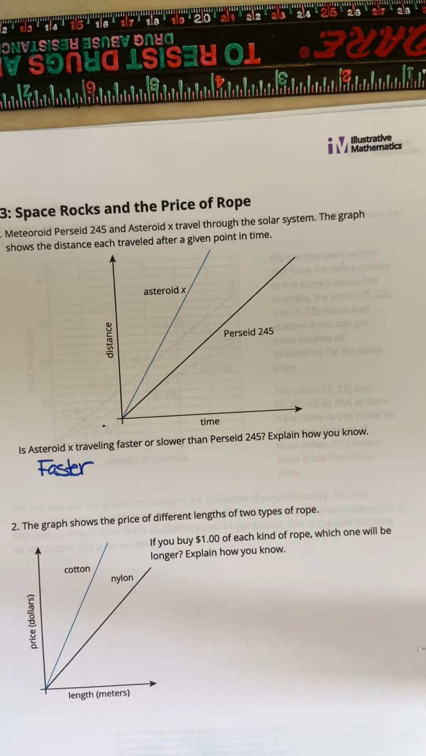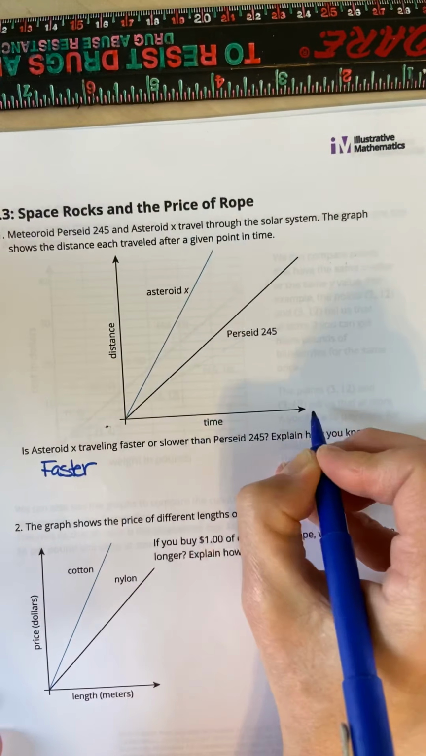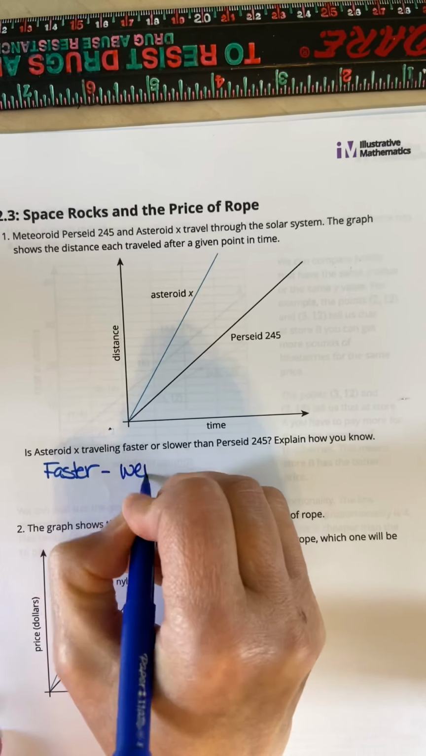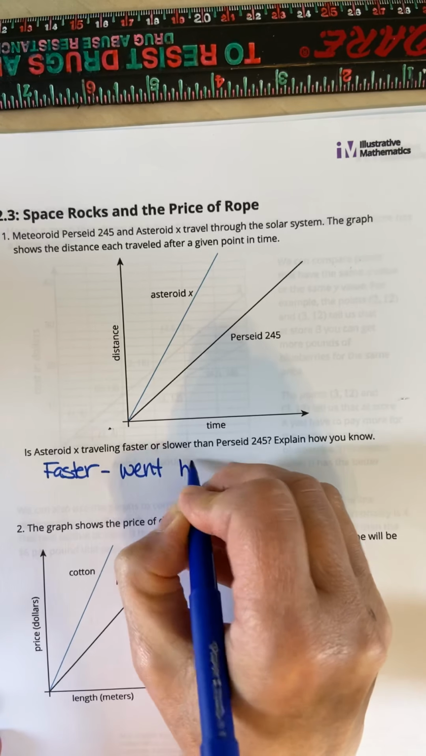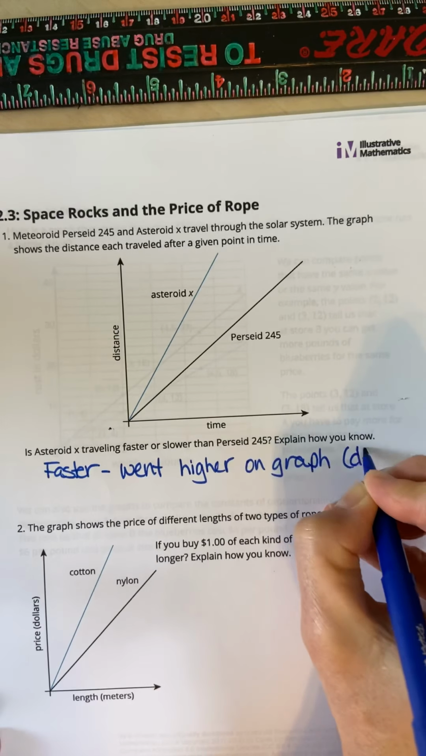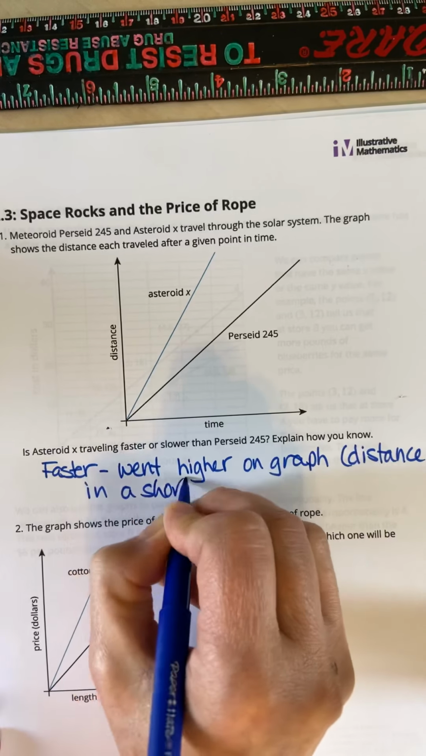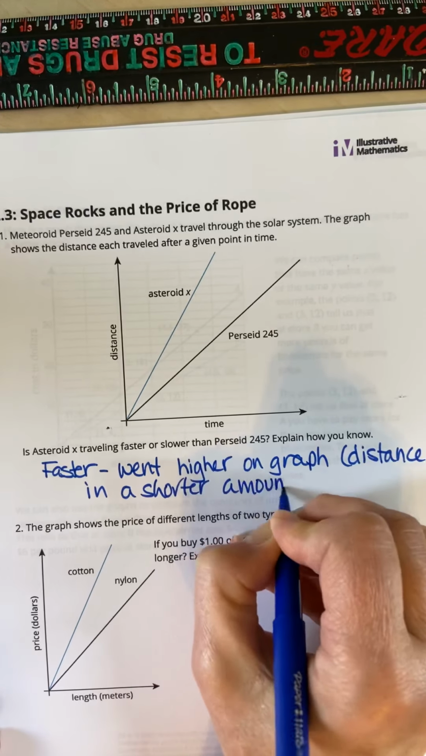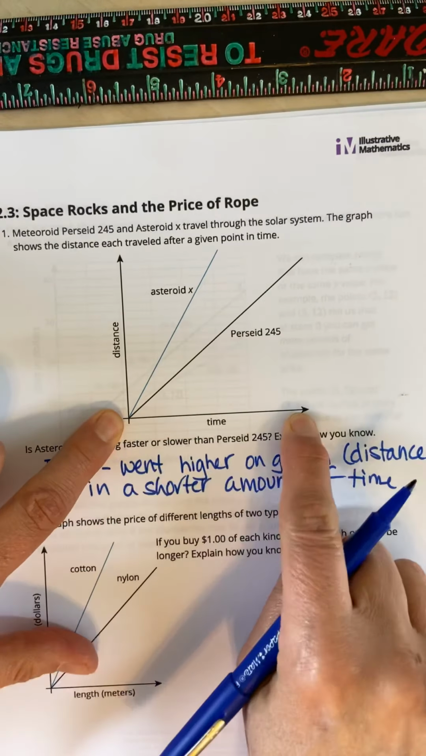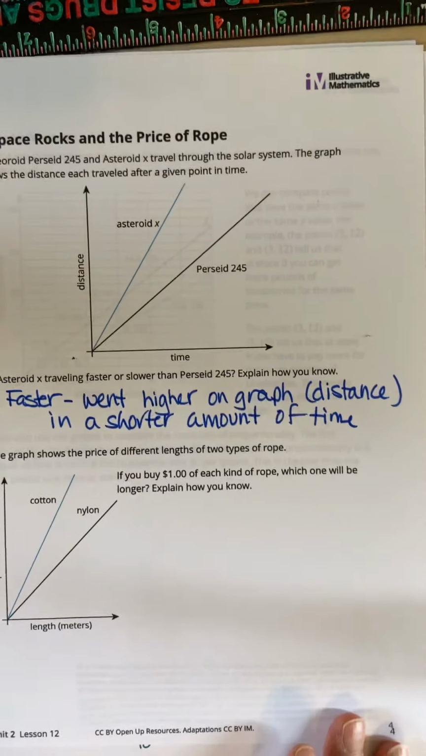Because it went a higher distance in a lesser amount of time. So asteroid X went up higher in a smaller amount of time. I don't even know what the time and the distance are. I can just see that he went faster. Went higher on the graph, which is your distance, in a shorter amount of time. I don't need the numbers because I can't have negative time and I can't have negative distance. So I know that these are positive, okay? So if I just look at that graph, I can say he went faster.